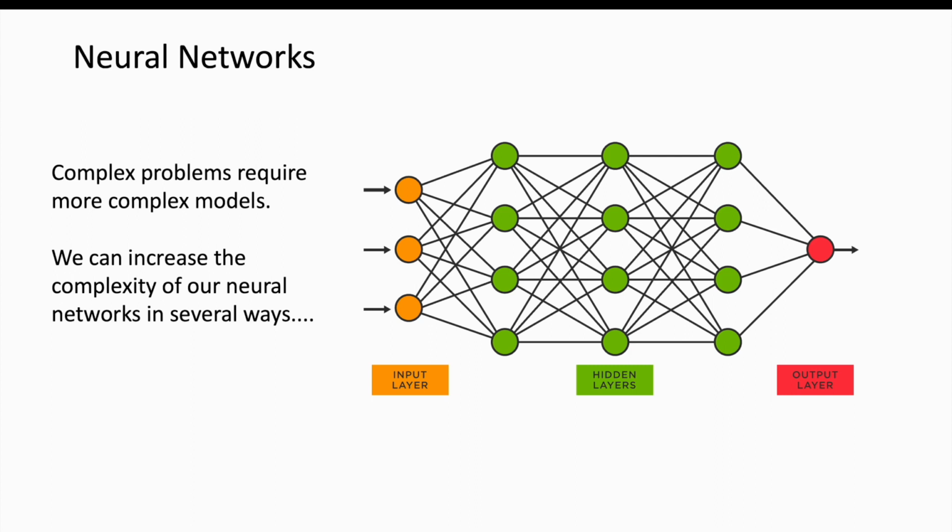So when we're thinking about these neural networks, we know that we have our input layer, our hidden layers, and our output layer. And there are multiple neurons in each hidden layer. And so we can think about increasing the complexity of these neural networks in a couple ways. One possibility is to increase the number of neurons per layer. And another possibility is to increase the number of hidden layers. So those are some of the parameters that we're going to be playing around with in this lab.